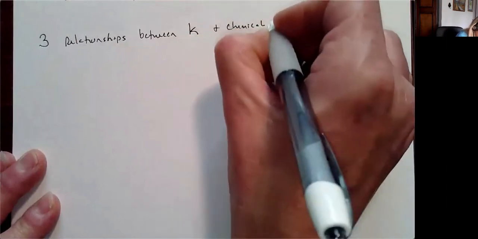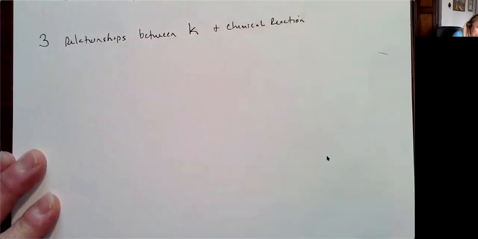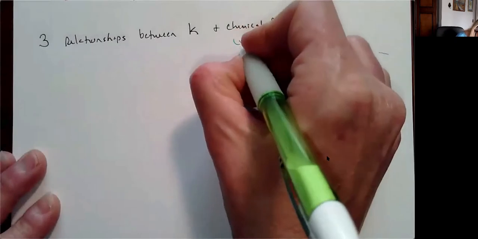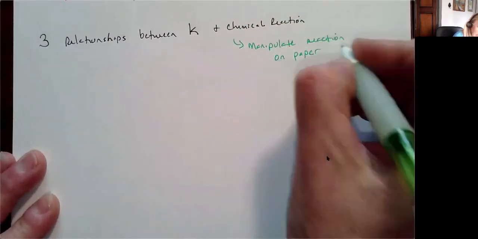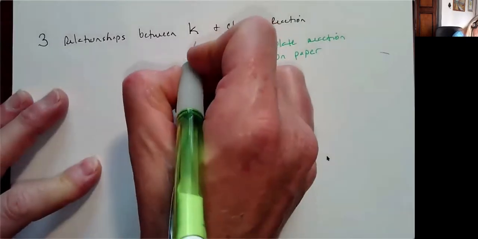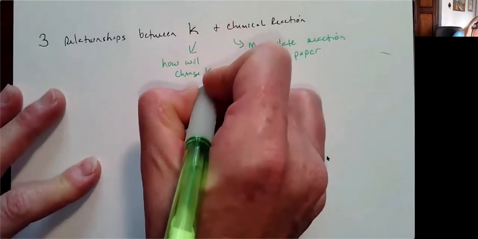And what I mean by this is I'm going to manipulate the chemical reaction. So I'm going to manipulate this in some way on paper, not experimentally in the lab. And I want to know, how is this going to change K? How will that change K?